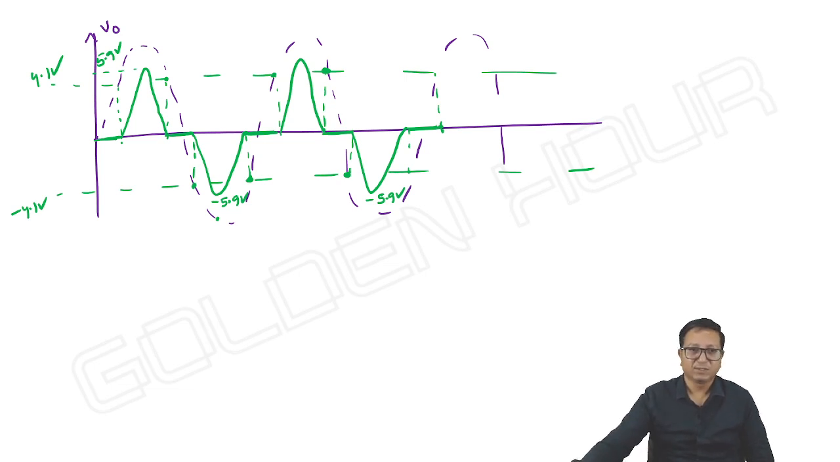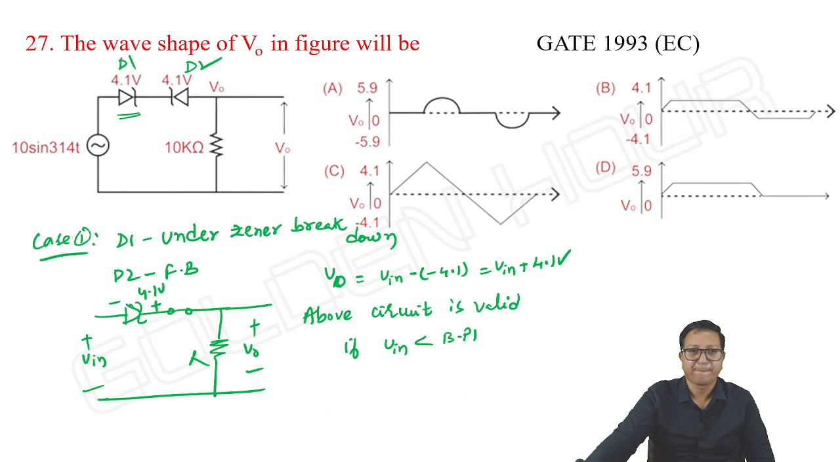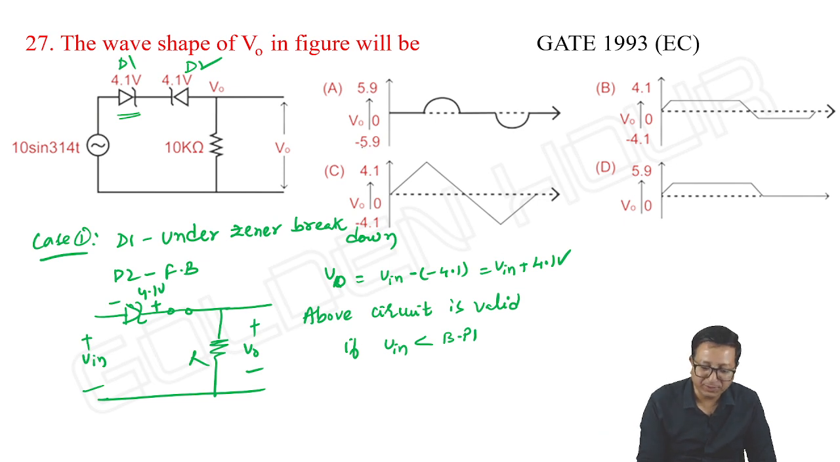That's it. This is how we can see the waveforms as far as this circuit is concerned. So it is 5.9 minus 5.9. We can take it. So option A is correct.